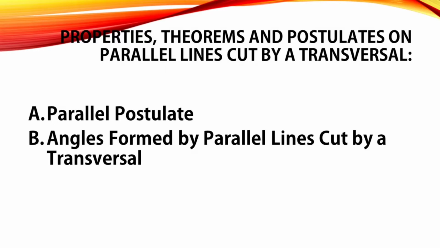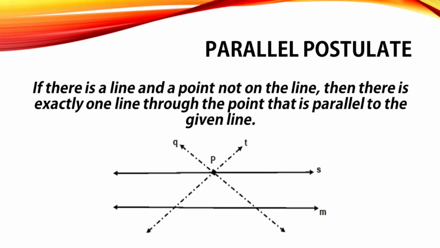We have two: A. Parallel postulate, and B. The angles formed by parallel lines cut by a transversal. Now, let's discuss further the parallel postulate. If there is a line and a point not on the line, then there is exactly one line through the point that is parallel to the given line. So kindly look at the illustration below.